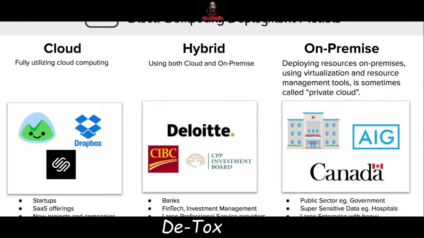Okay. Then you have hybrid, and hybrid is where you use a combination of both cloud and on-prem. So you connect the two with hybrid services, and we see a lot of banks using this. We see fintech or investment management, or even large professional service providers.